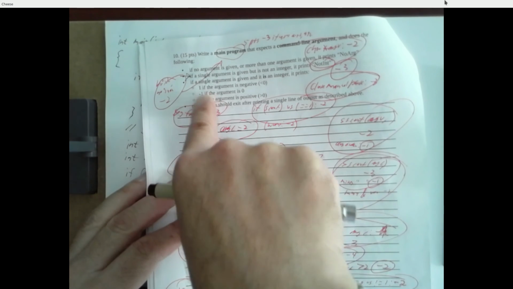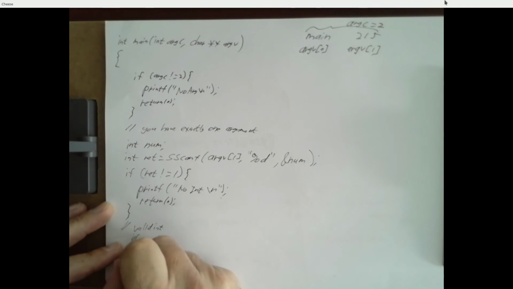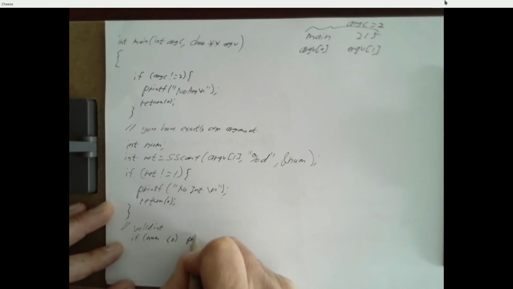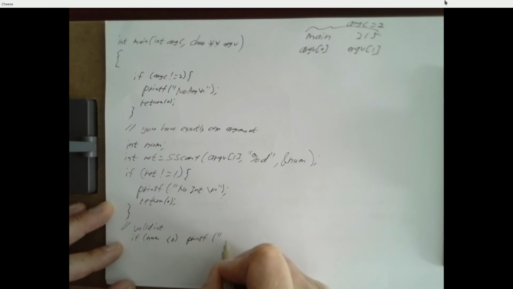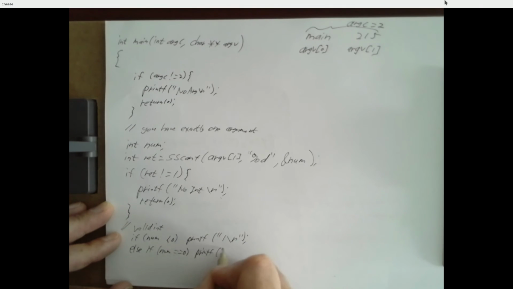So now we need to say if it's negative, print a 1, if it's 0, print a -1, if it's positive, print a 0. And that's just a few if statements. So if num is less than 0, then print 1. Else if num equals 0, print out a -1.